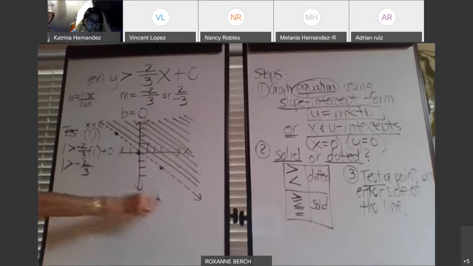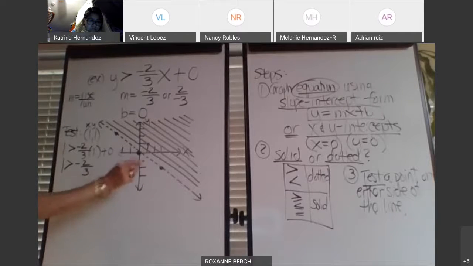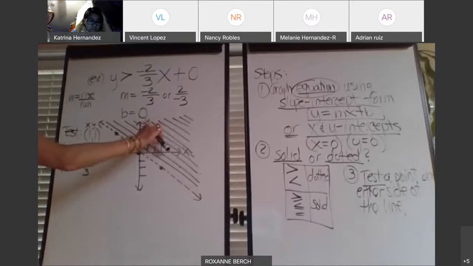All of these guys down here are going to fail. So 0 down 1's going to fail, 0 down 3's going to fail, left 1 down 2's going to fail, left 2 down 50 is going to fail. All of these points work. All of these points fail.